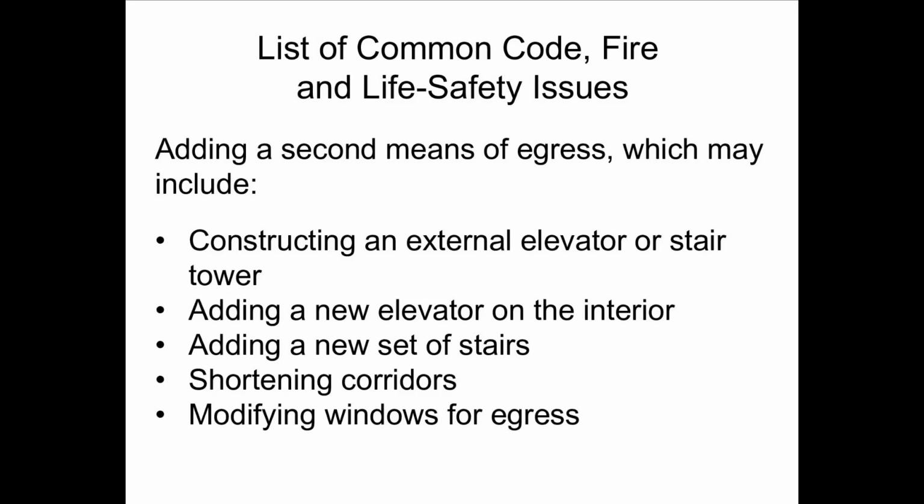Here's a list of common code, fire, and life safety issues. Adding a second means of egress, which may include constructing an external elevator or stair tower, adding a new elevator on the interior, adding a new set of stairs, shortening or truncating corridors, and modifying windows for egress.